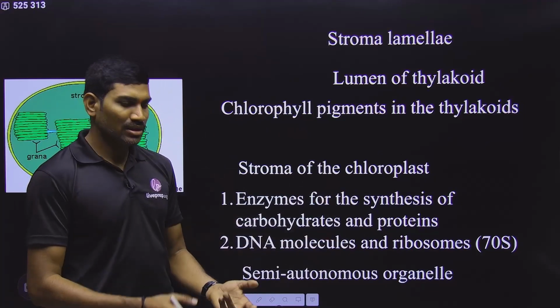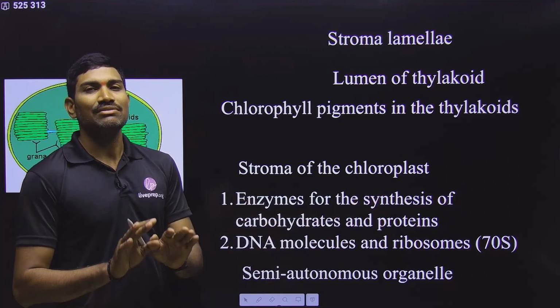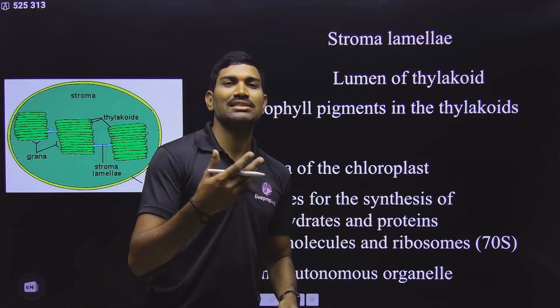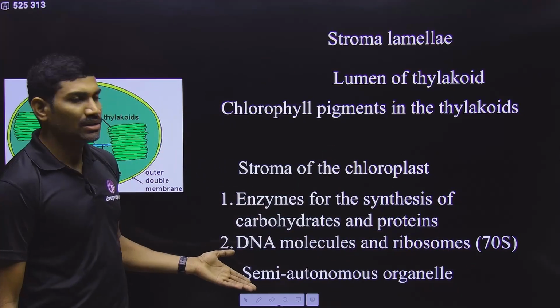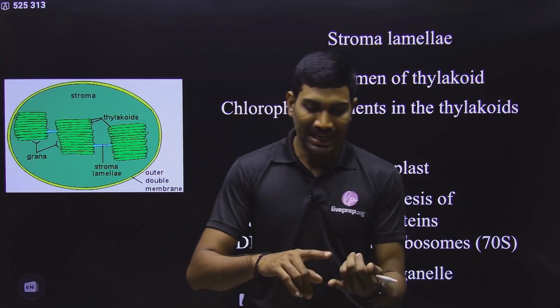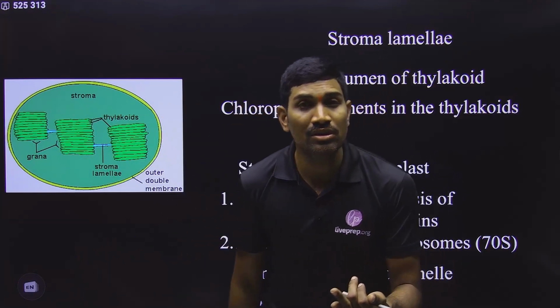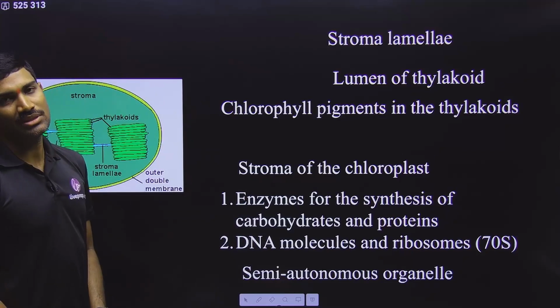And then DNA molecules are present, RNA molecules are present, and ribosomes. Which ribosome? 70S ribosome. 70S are called smaller ribosomes, 80S are called larger ribosomes. So which ribosomes are present in chloroplast? 70S ribosomes are present. Chloroplasts and mitochondria are also called semi-autonomous organelles because they have their own DNA and their own ribosomes for protein synthesis. That's why they are called semi-autonomous organelles.